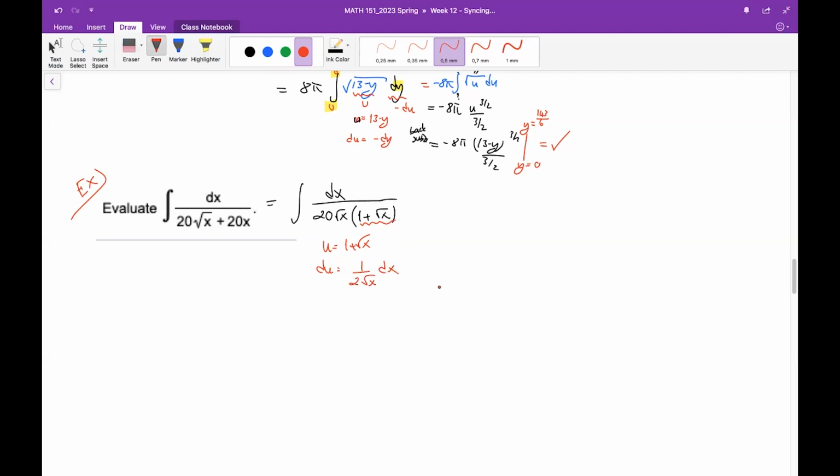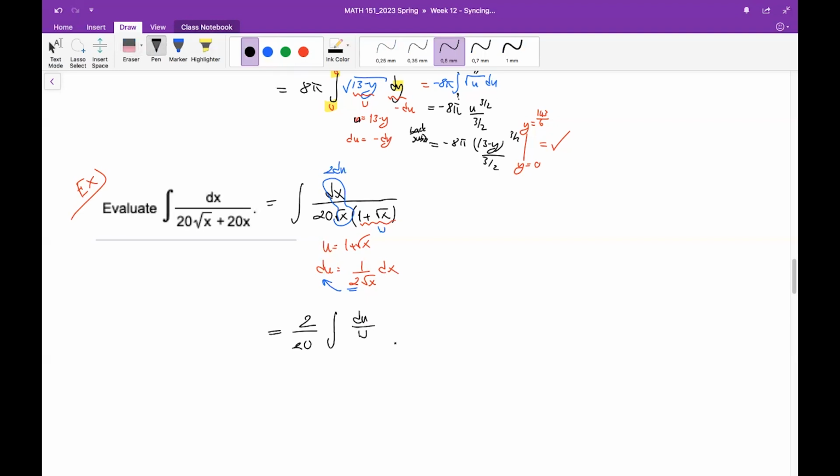Okay. So we need to express this part in terms of du. We choose this part as u, and dx over square root of x can be written as 2 du. So the integral is, in fact, 2 comes out. You can take also the constant 10 out from the integration, 2 over 10. And then what we have inside the integral is du over u.